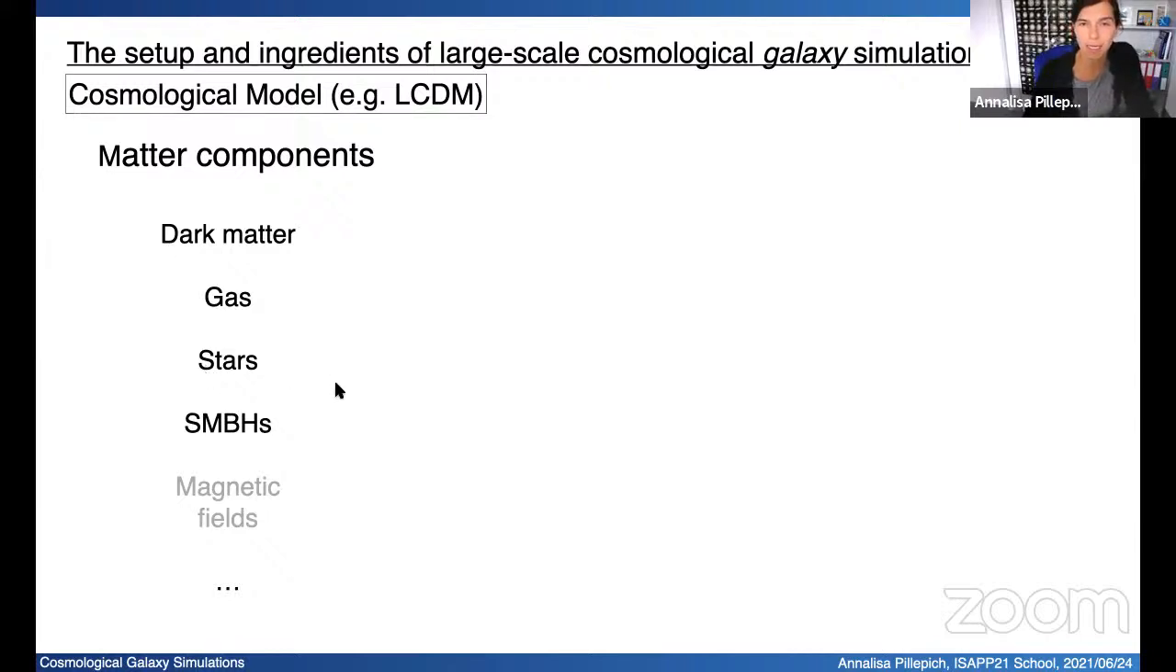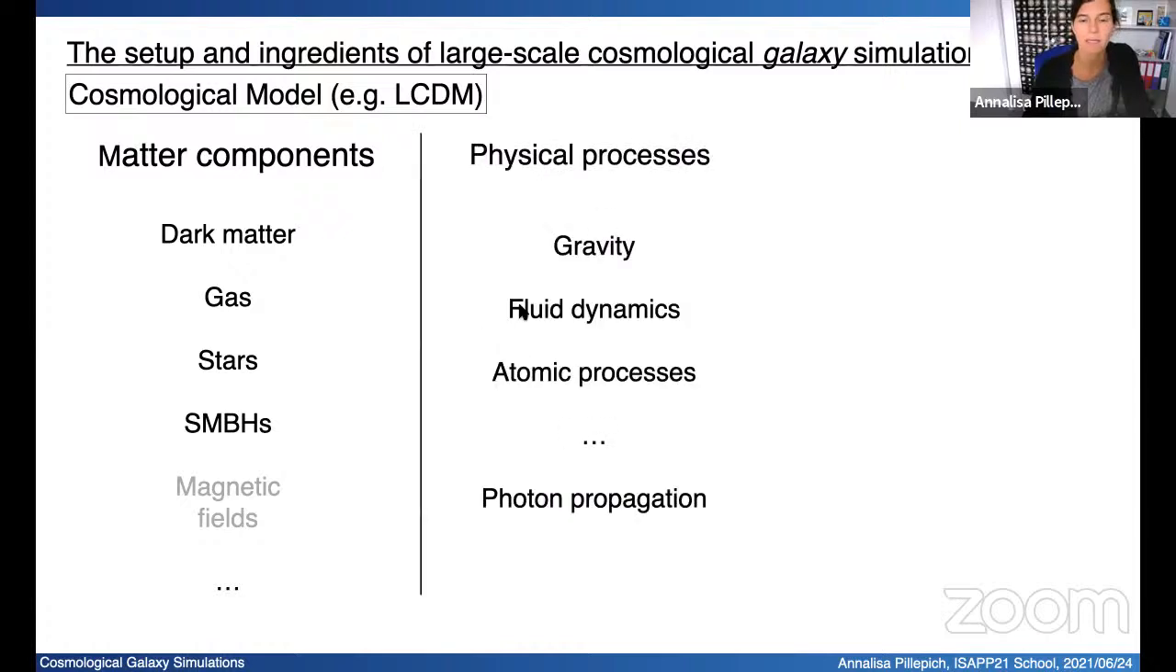Then you have to decide what physical processes you care about or can afford to model. Gravity, for example: dark matter interacts gravitationally. Gas not only interacts gravitationally, but also via hydrodynamics. So you must solve for fluid dynamics coupled to gravity if you want a consistent picture of the coevolution of dark matter and gas. In fact, there are also atomic processes you may care about, photon propagation, and other things.